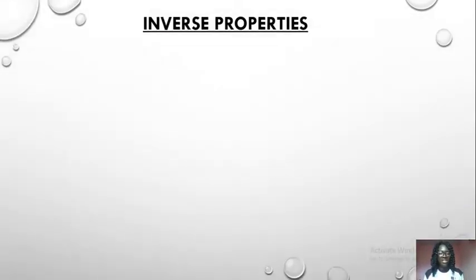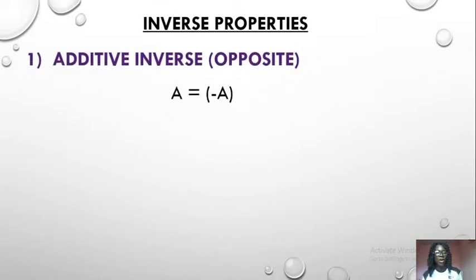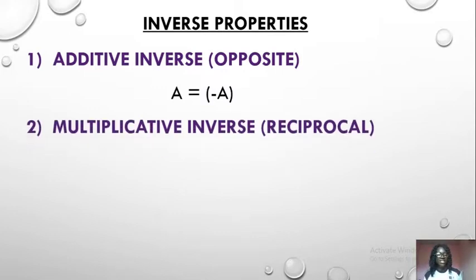Now for inverse, for addition on inverse, when you add those two numbers together, of course, one has to be positive, and the other has to be negative. So when you add those two numbers together, you get 0. Okay, now the inverse for multiplication is the reciprocal, and when you multiply them together, you get 1.